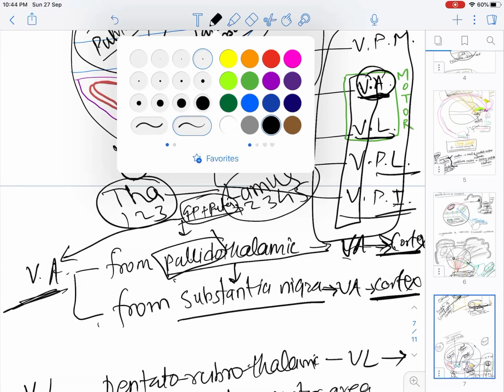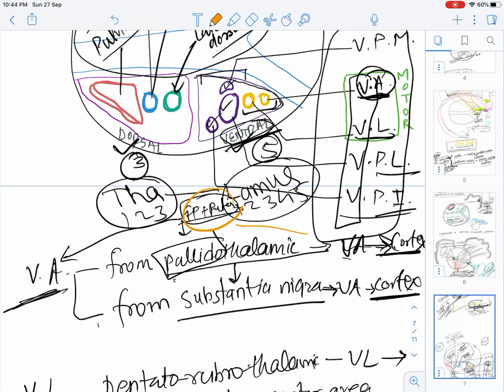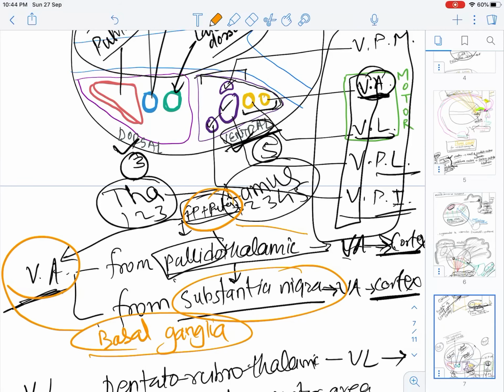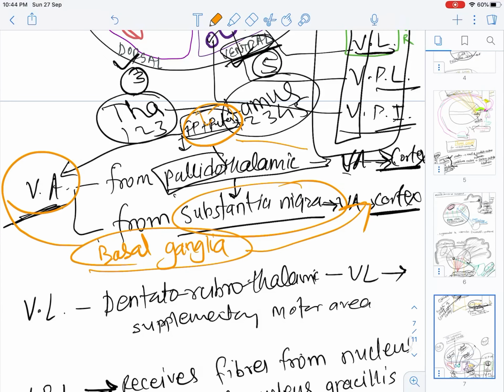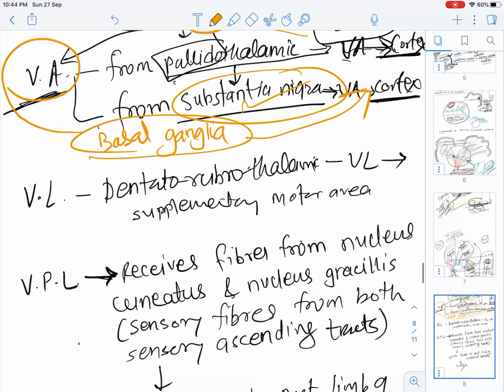What do you understand by this? We understand that all these plus this is basal ganglia. So basically you remember that the ventro-anterior nucleus receives fiber from basal ganglia and projects it to the cortex. Whatever the contents are there, globus pallidus, putamen and substantia nigra, they are there. Then ventrolateral, what does ventrolateral do?